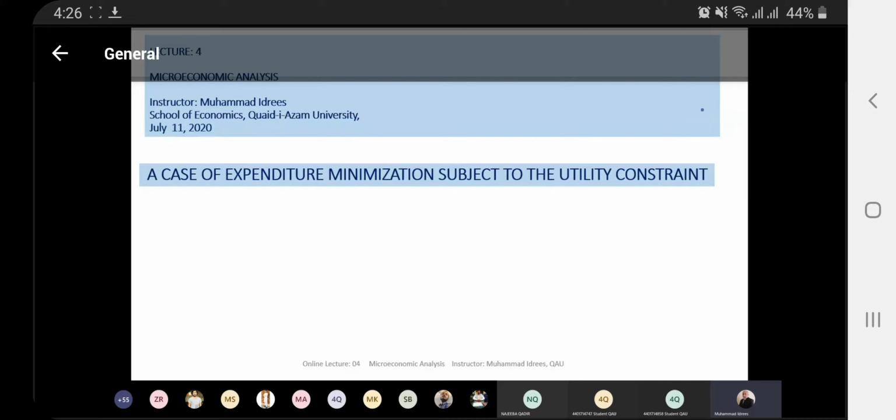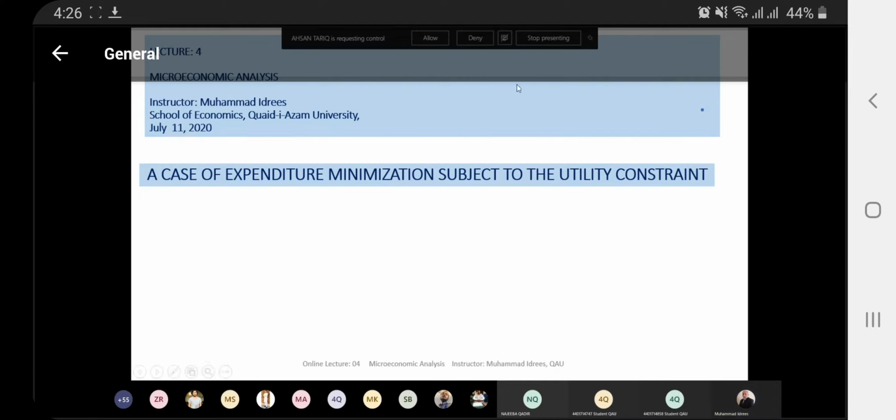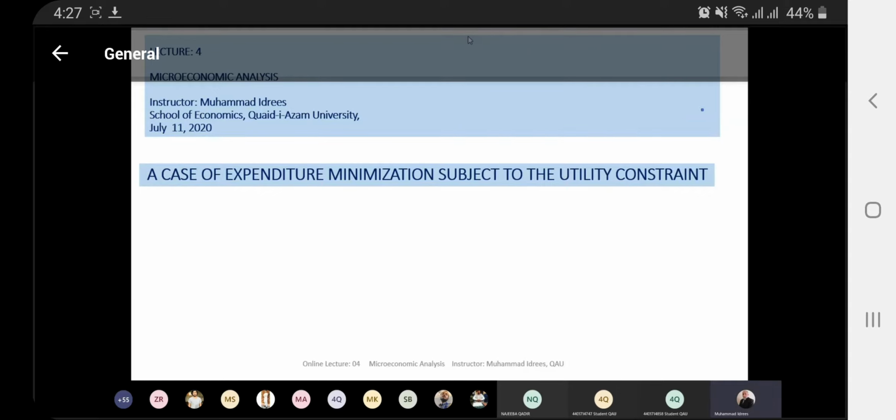It's called the expenditure minimization problem, in which there is a fixed level of utility which the consumer wants to attain, and in order to attain that fixed level of utility, the consumer would like to spend as little as possible. So it's a case of expenditure minimization in order to obtain the given level of utility. Okay, so what's the case here? Okay, so this is the case here.